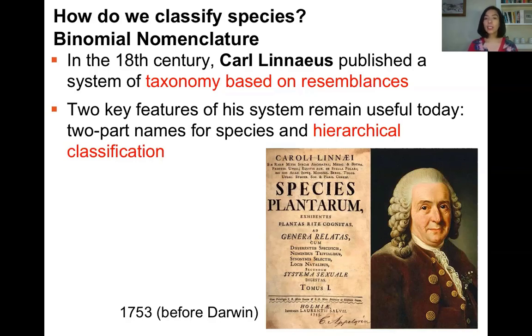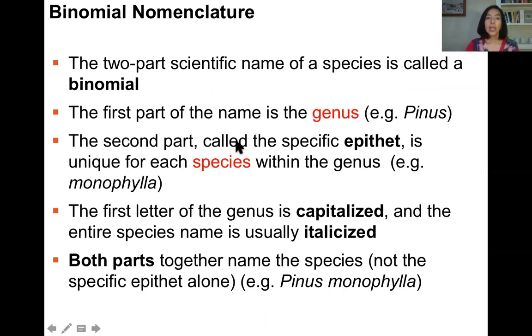He also introduced a way to name a species. So classifying and naming a species. For the way that he proposed to name a species, he used binomial nomenclature. Bi means two, and nomial refers to the two components, the two parts, of the scientific name.